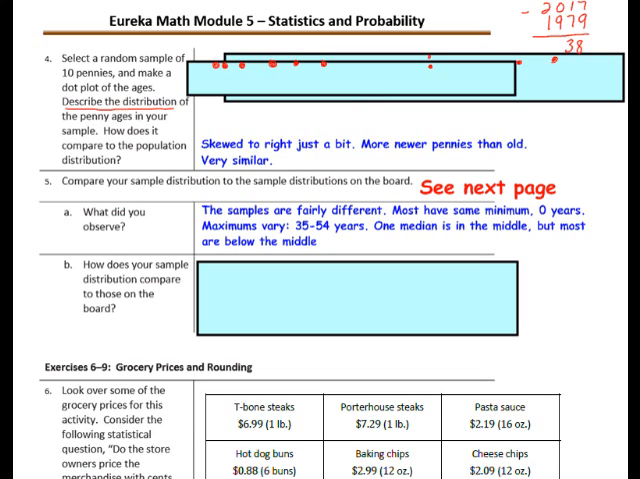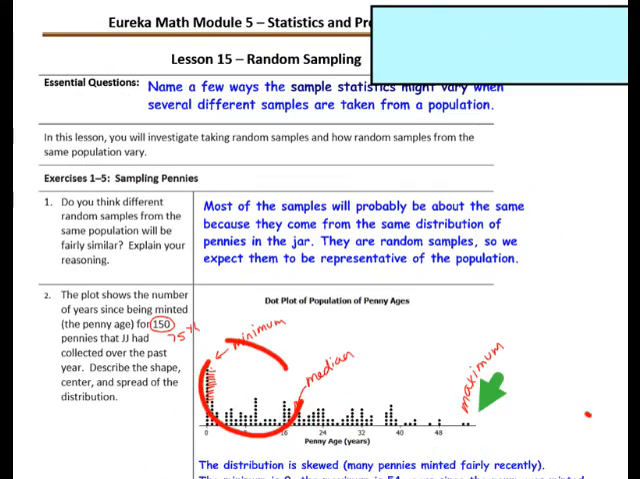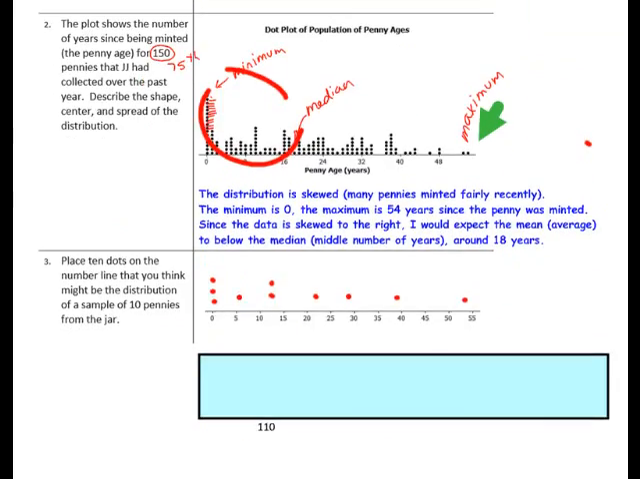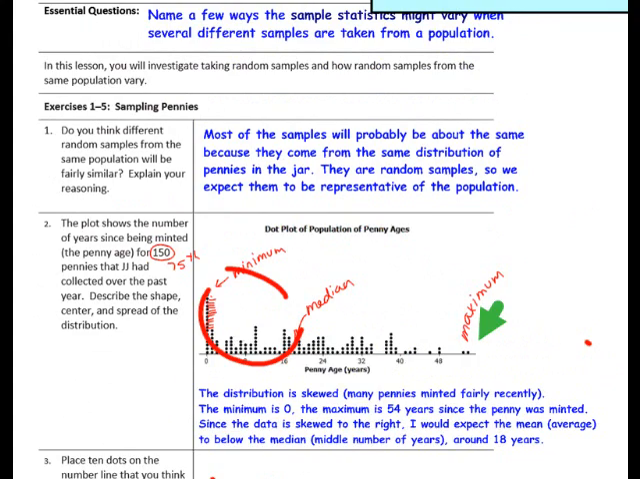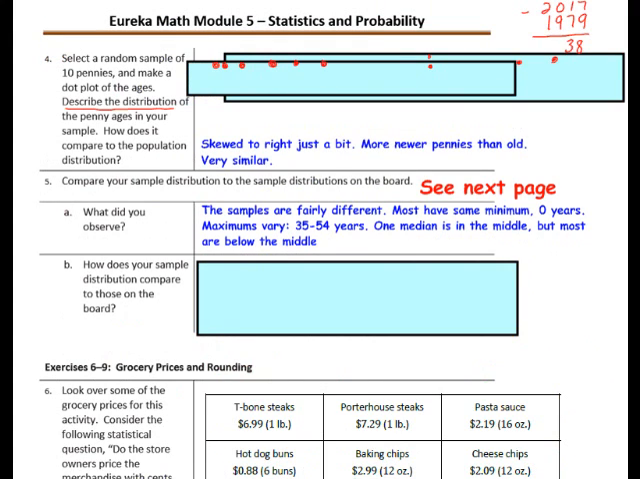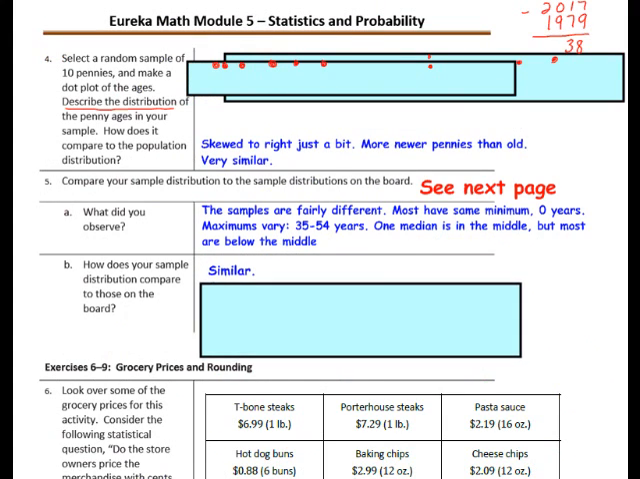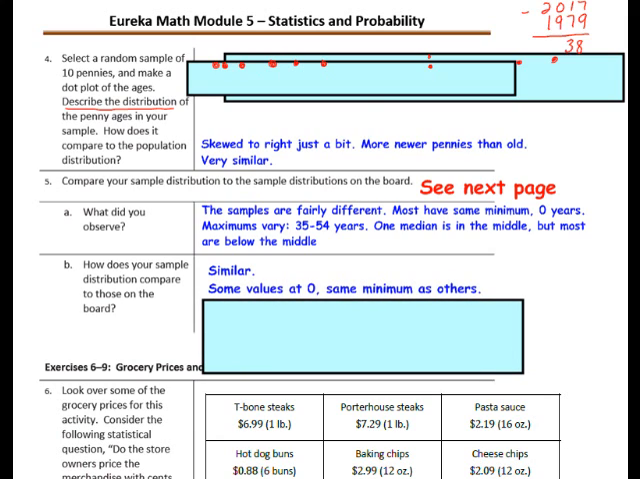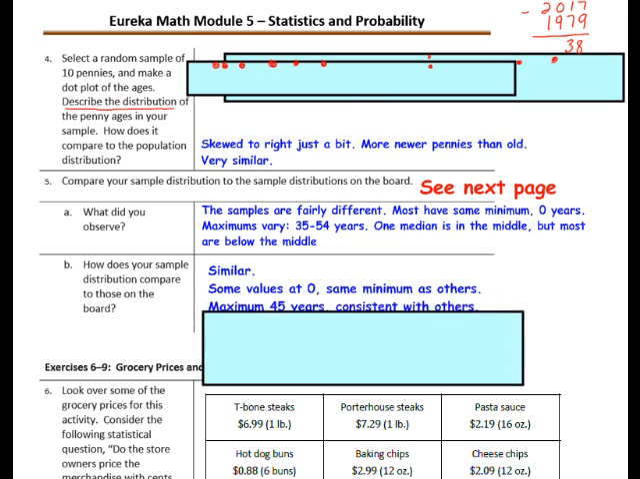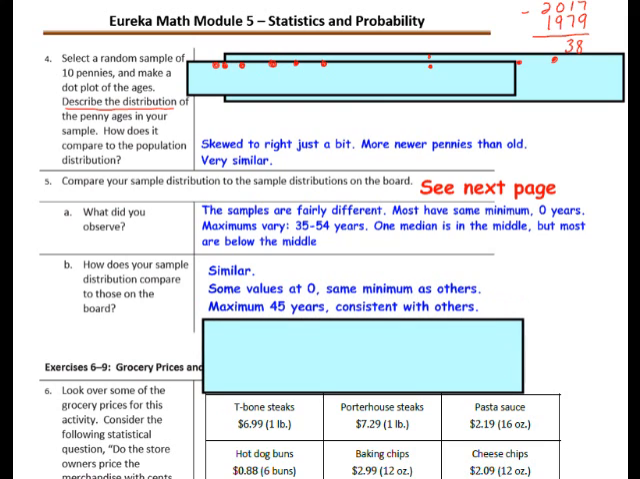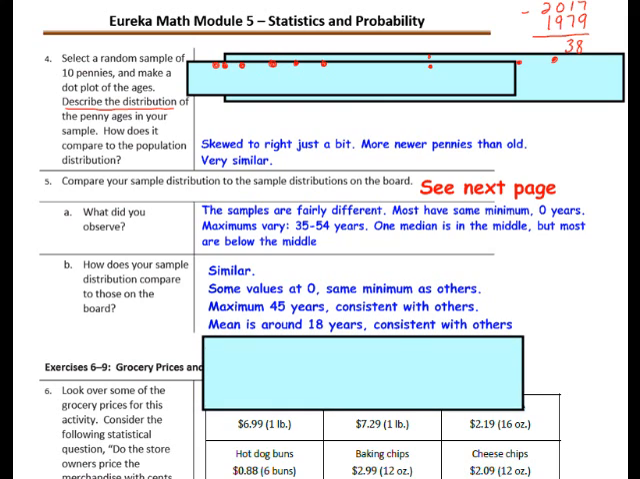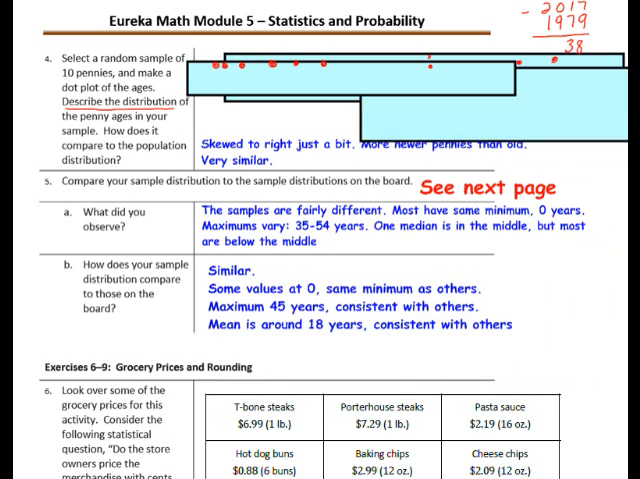How does your sample distribution compare to those on the board? So your sample was back here. And the sample that we did is similar. We have some values at 0. We have the same minimum as the others. The maximum on our sample was 45 years, which is pretty consistent with the others. And the mean is around 18 years, which is consistent with the others.